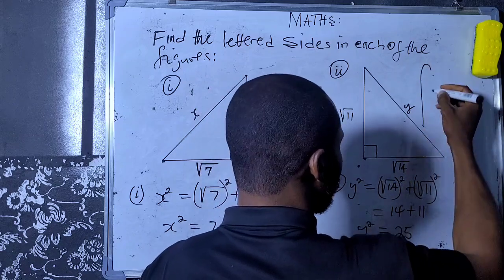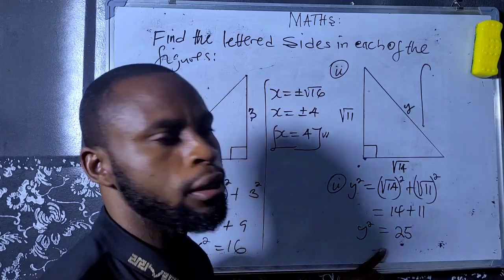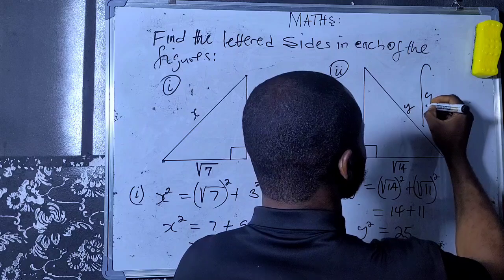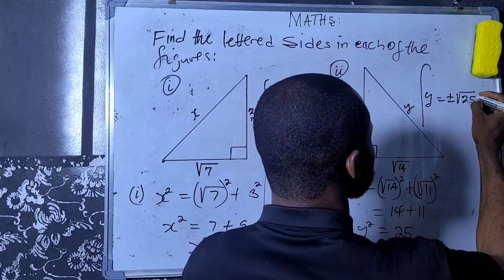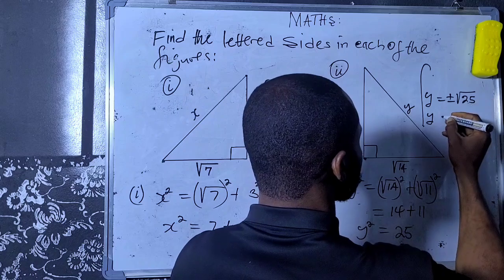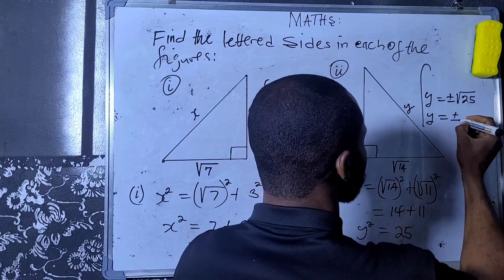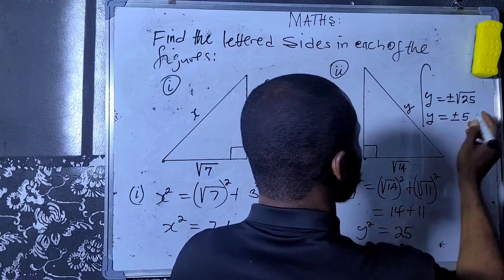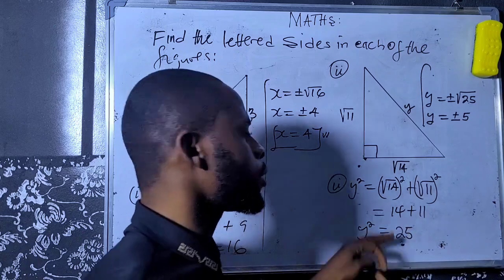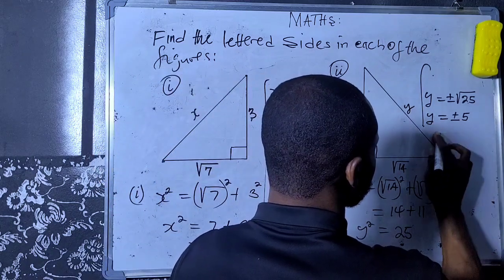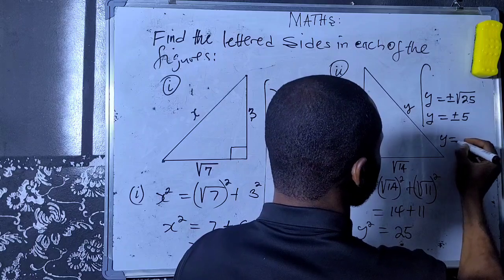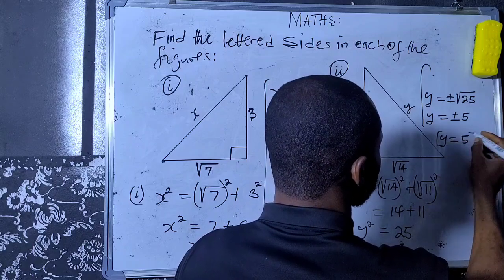Then to get the value of y, we take the square root of both sides. Then we have that y equals positive or negative square root of 25. And if we take the square root of 25, that gives us y equals positive or negative 5. Since we are considering that a side cannot be measured in negative, therefore y equals 5 in this case.